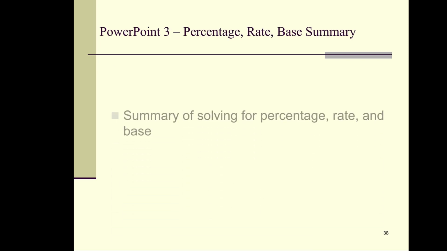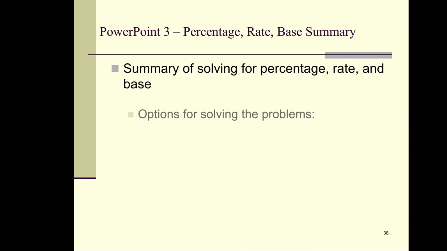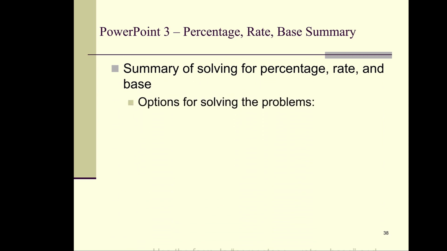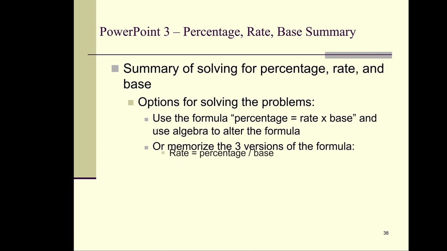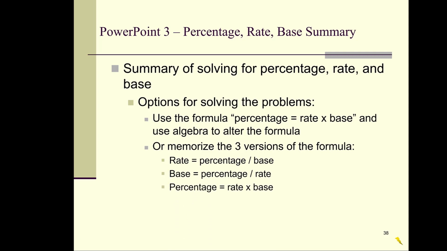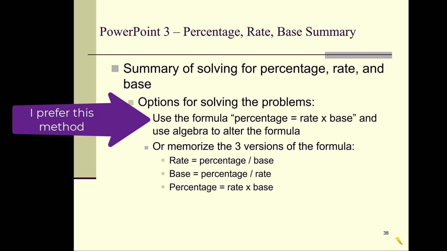So to summarize, there are a couple of options you have for solving the problems. What I showed you was using the formula percentage equals rate times base, and then using simple algebra to alter the formula to find the missing variable. But some students just like to memorize the three versions of the formula. They are: rate equals percentage divided by base, base equals percentage divided by rate, or the familiar form of the formula, percentage equals rate times base. So use whichever method you like. I prefer the first method, using the formula percentage equals rate times base, and then using algebra to alter the formula.